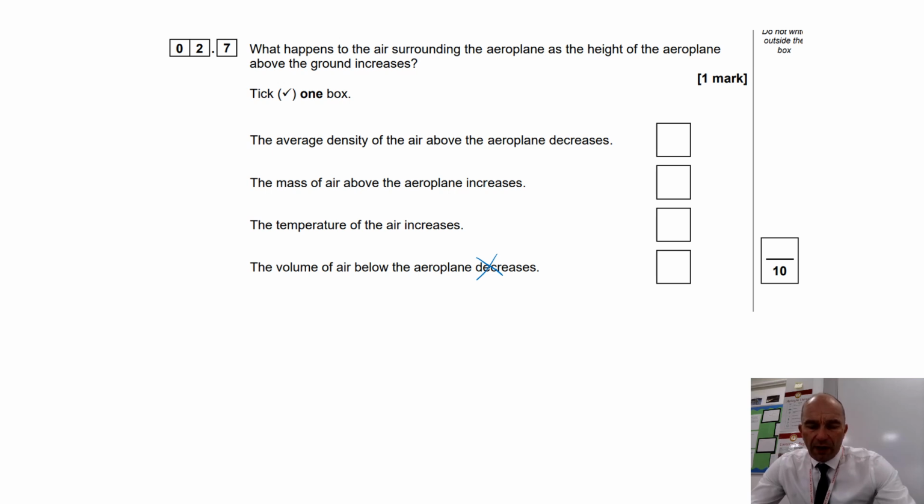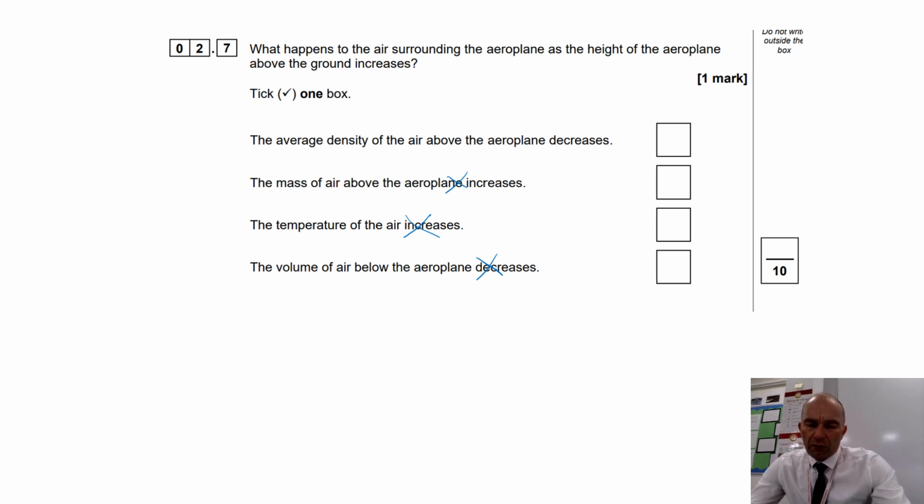The temperature of the air increases. Well, no, that's rubbish as well. The higher we go, the colder it gets. The mass of the air above the aeroplane increases. Well, we've got less air above the plane, so how can the mass increase? So that is a load of rubbish.